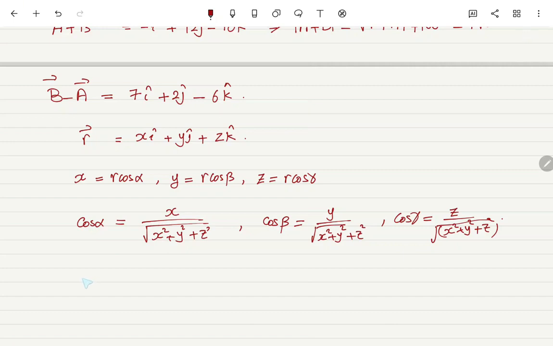And also the unit vector r hat, or sometimes r naught, equal to the position vector r divided by the magnitude of r, which equals x i hat plus y j hat plus z k hat divided by square root of x squared plus y squared plus z squared.